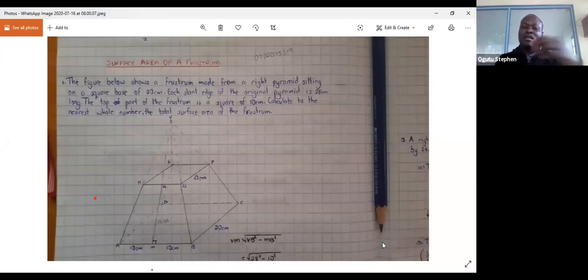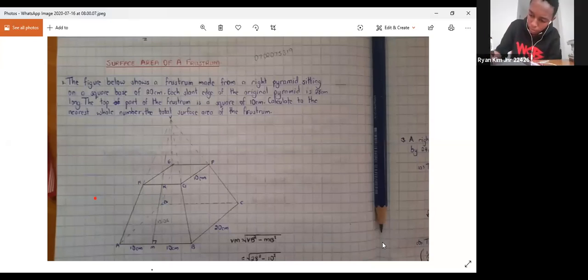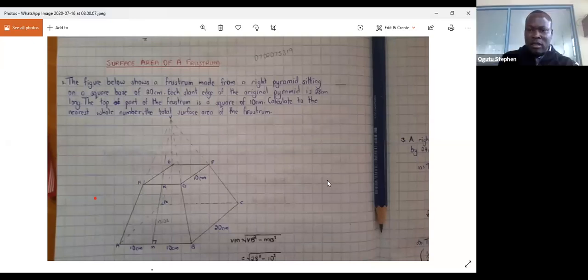We are trying to get ABGH. Na tumesema ABGH is the area of VAB triangle kubwa minus the area of VHG triangle ndogo. Tutapata ABGH. Yes, Kevin, I've seen your hand.